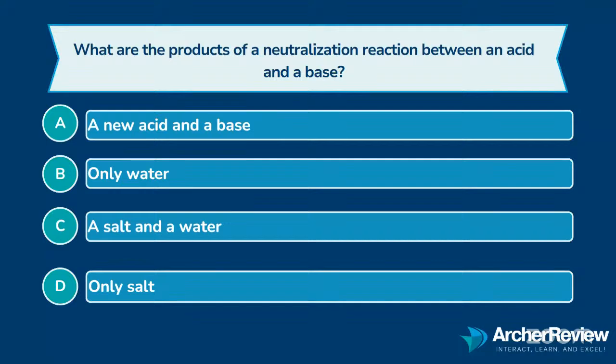All right, folks, we are on our last question. What are the products of a neutralization reaction between an acid and a base? A, a new acid and a base. B, only water. C, a salt and a water. D, only salt. Let's see how we do on this last one.